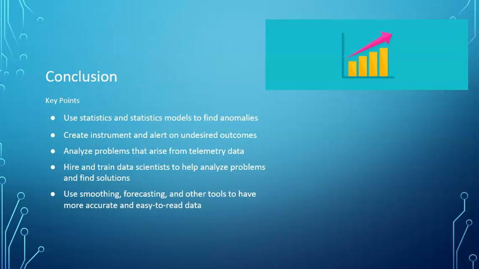In conclusion, we want to remember to use statistics and statistical models to find anomalies, to hire people on our teams and train everyone on the team to be a problem solver and an analyst, and to make sure that we have the tools we need to understand data from a big picture perspective as well. And to use smoothing, forecasting, and other tools and software to have more accurate and easy-to-read data, to be able to cover our bases.